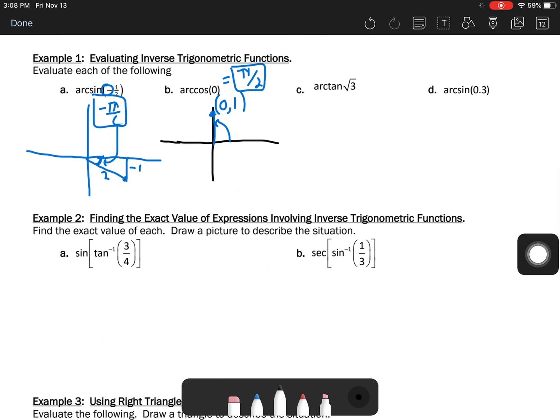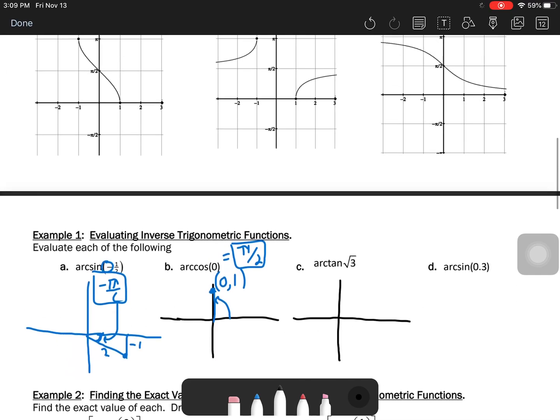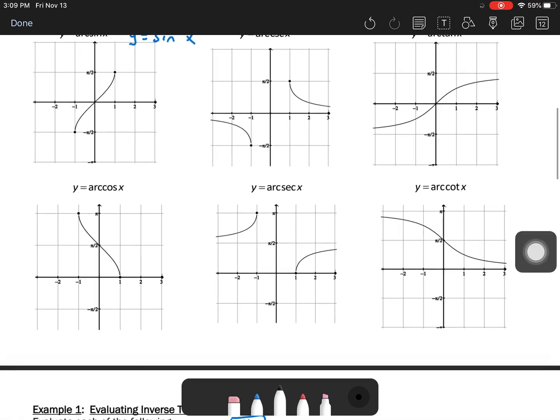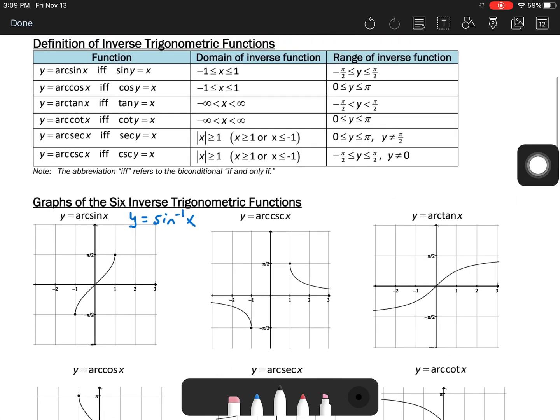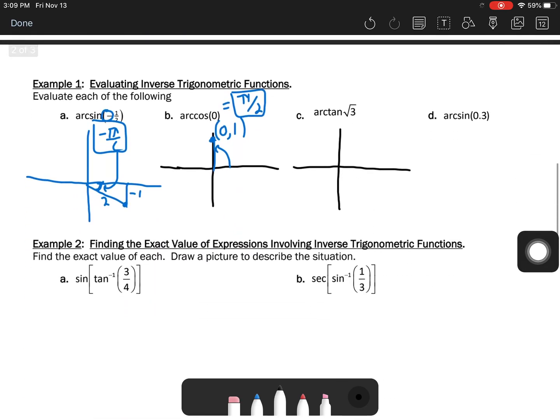Okay, for arctangent of pi over 3, if we draw this one out. Remember arctan, if we look at that graph, has input values that are unlimited, but our outputs are going to be between negative pi over 2 and positive pi over 2. So with arctan, the input values can be anything from negative infinity to positive infinity, but our outputs are just going to be from positive pi over 2 to negative pi over 2.